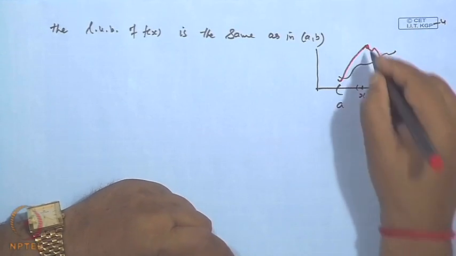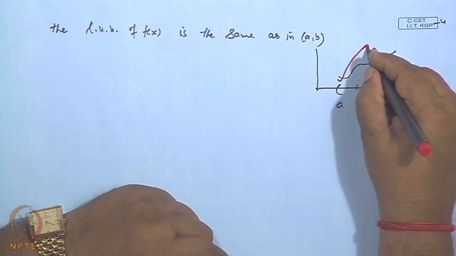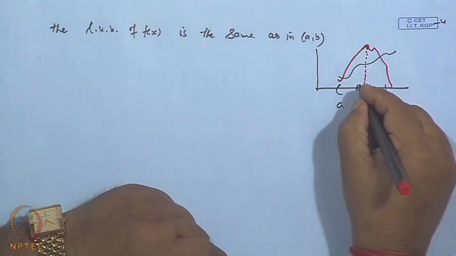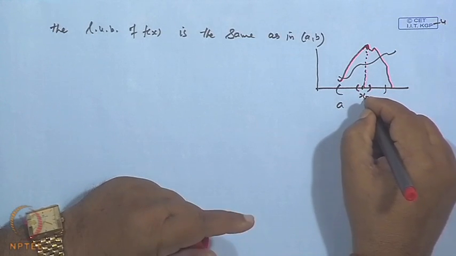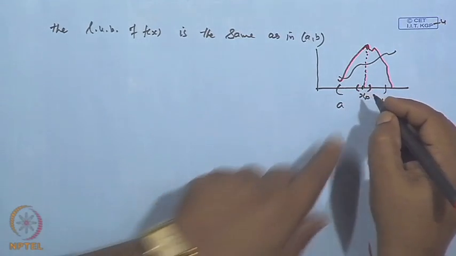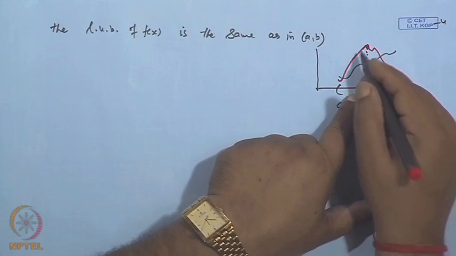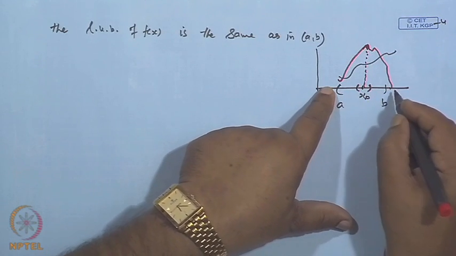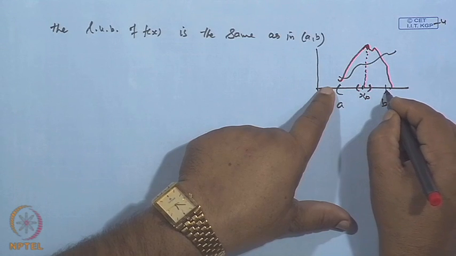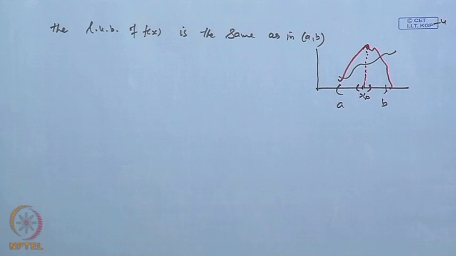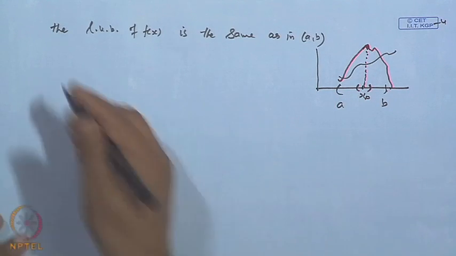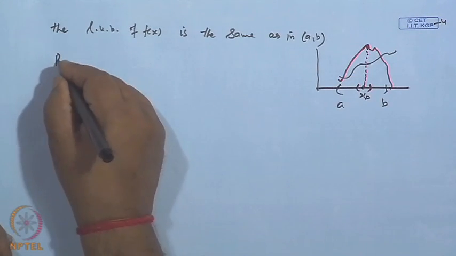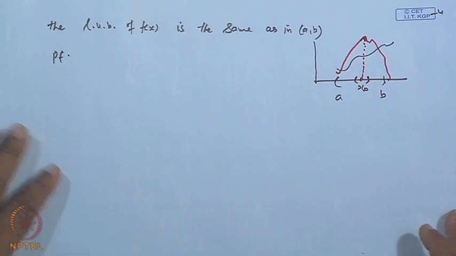okay. Now you see the upper bound, the maximum value, is attained at this point. Now, we can find a point x naught, so that in an arbitrary small neighborhood, the upper bound of the function f is the same as the upper bound of the function over the entire range (a, b). That is what this result says. The proof is very simple, obviously the function is throughout well defined.